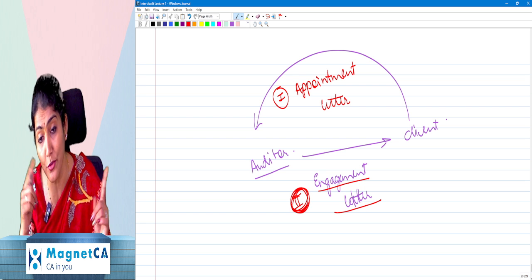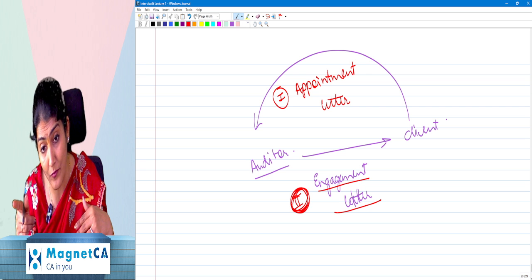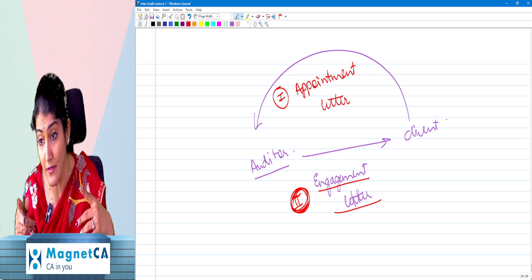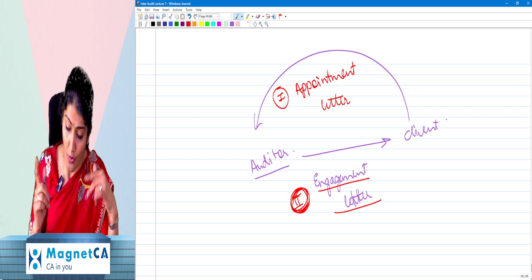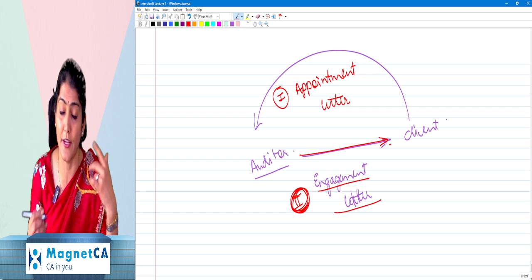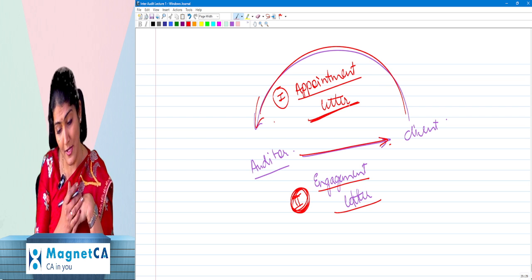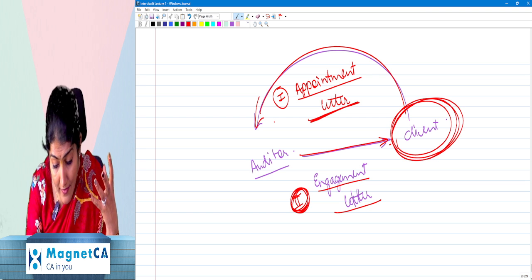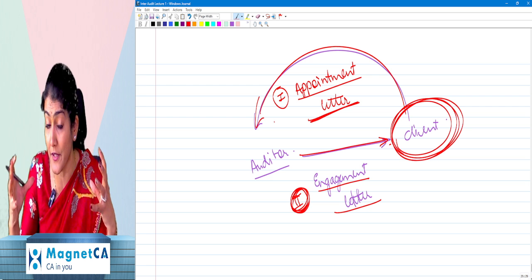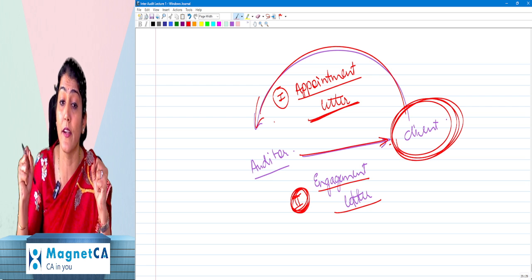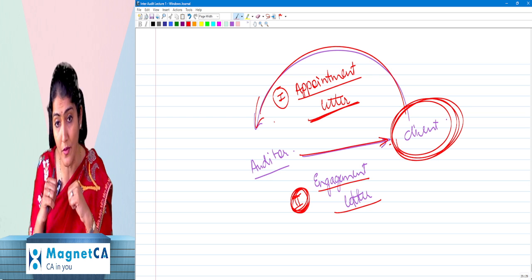Client to auditor. And who issues the engagement letter? Auditor to client. Correct. Auditor to client is the engagement letter, and client to auditor is the appointment letter, because the one who appoints the auditor is the client. Like I told you, the shareholders. In case of a company, the shareholders appoint the auditor at the general meeting, the AGM of the company.